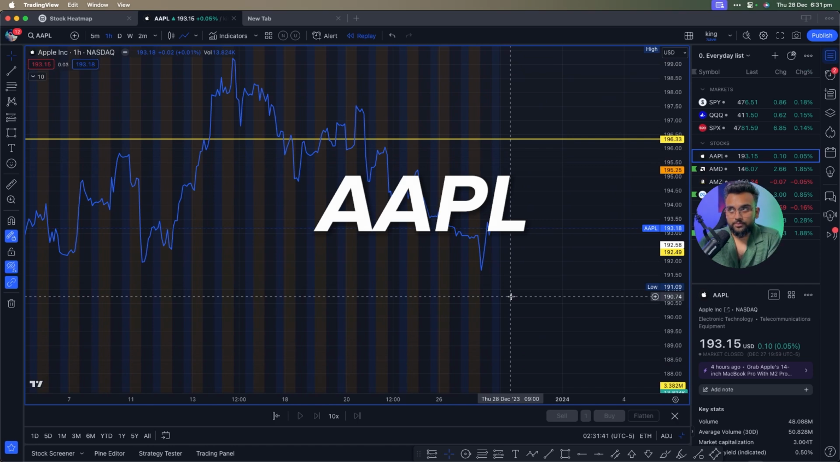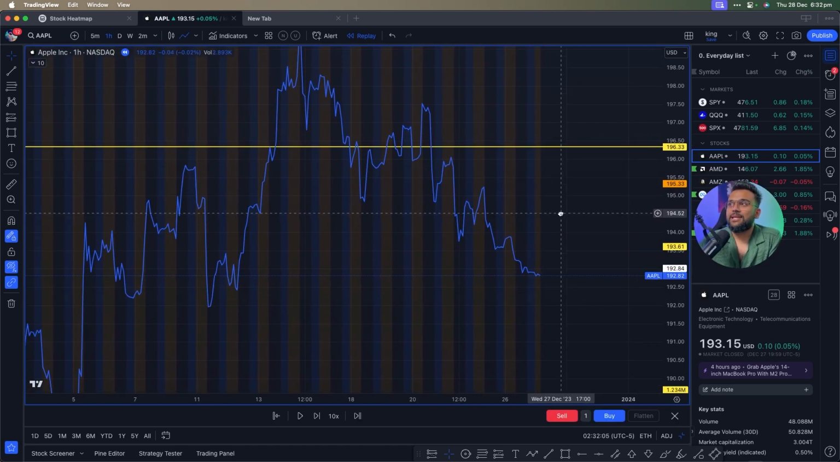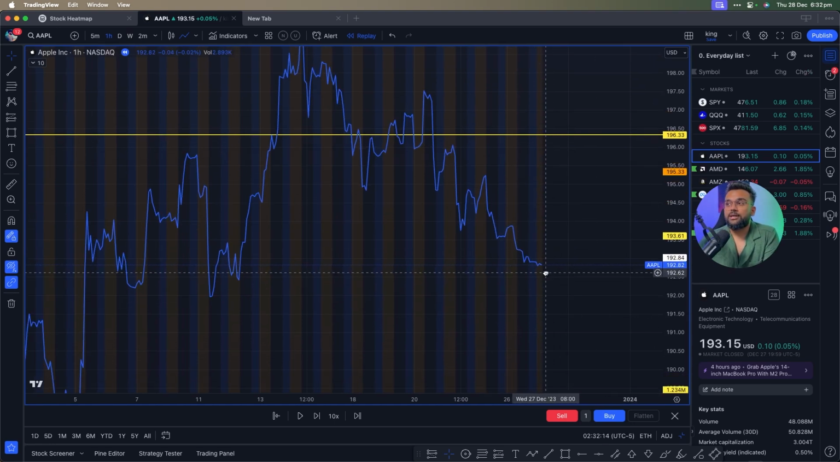Now let's draw some levels here. This is Apple. If you see Apple right here, what's happening? On Apple, I can clearly see we are in a little bit of a downtrend right now on an hourly chart, but on a daily chart, it was pretty much in a strong uptrend, right? So now what we need to see here is where the price was rejecting or bouncing off the most recently.